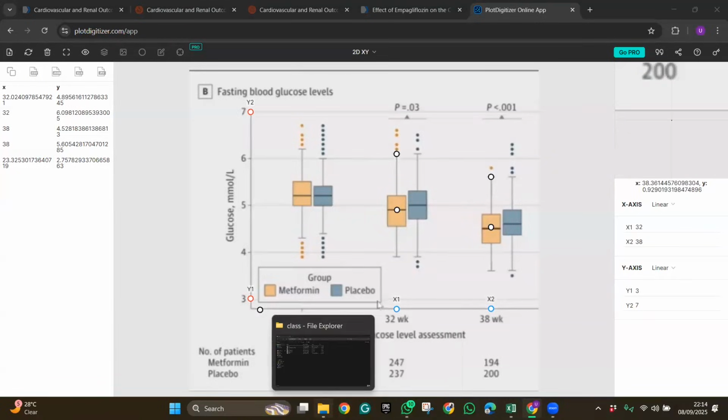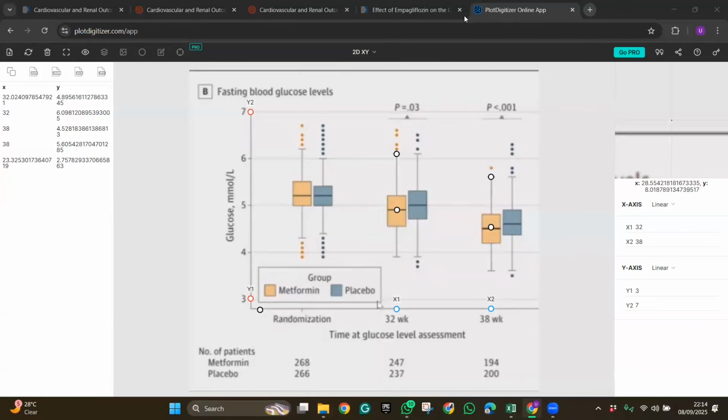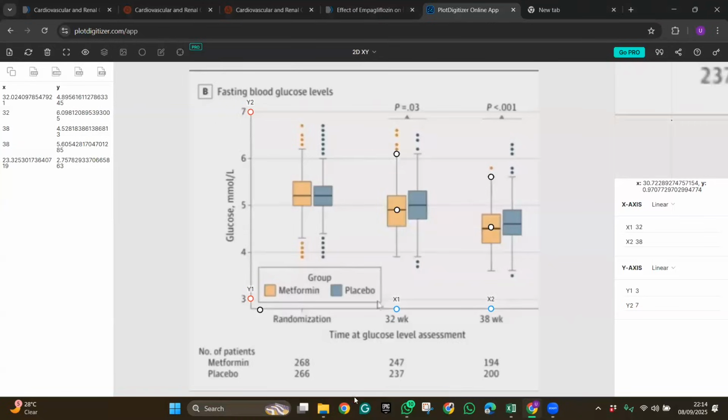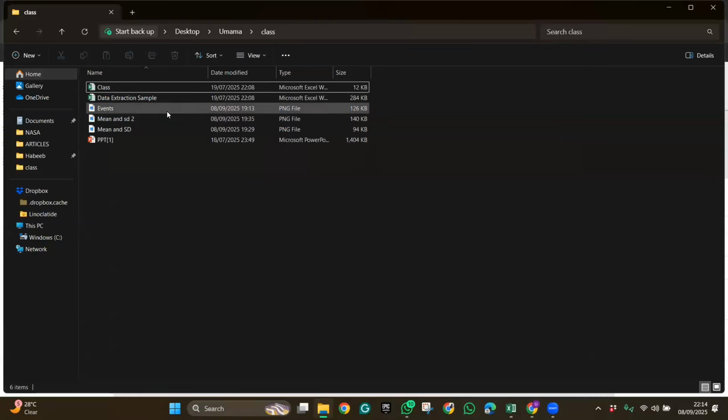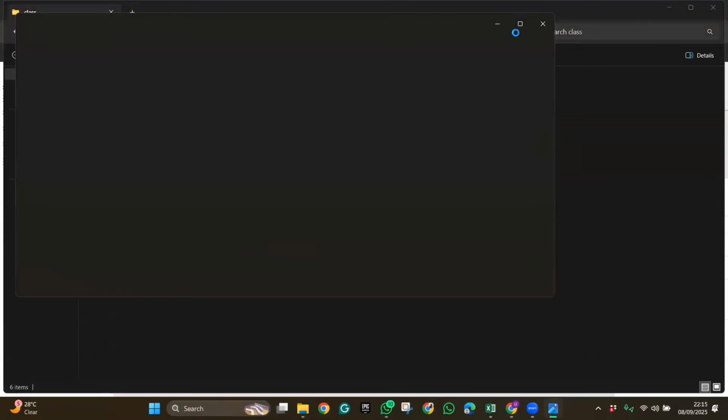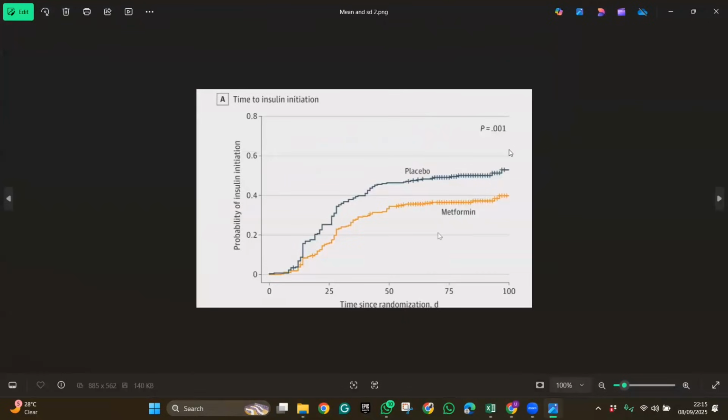Where is that graph? Let me. Okay, I'll just show it to you from the images. I'll not extract it, but I'll just show it to you. Do you guys see this graph?